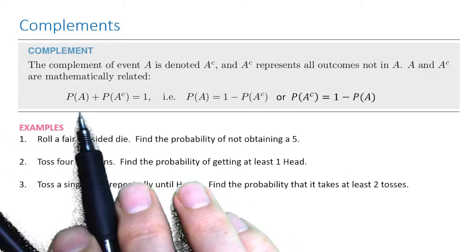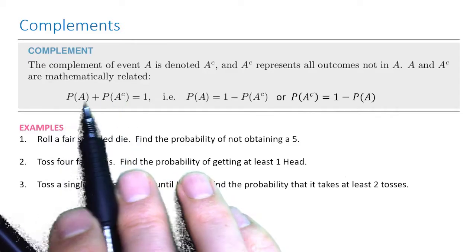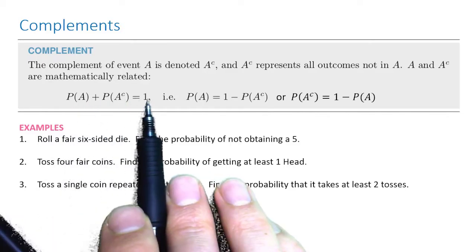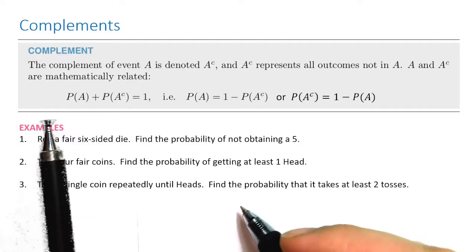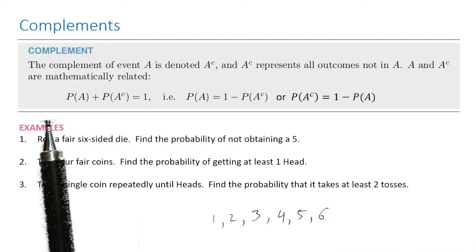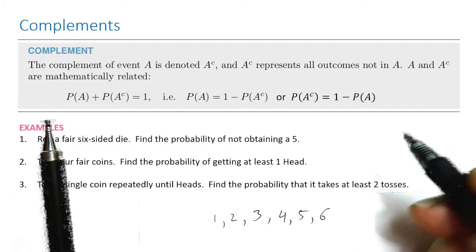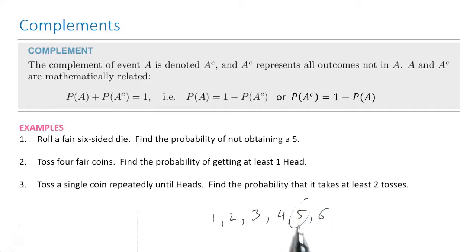Okay, so let's see what this rule says. It says that if I take the probability of an event and the probability of its complement and I add them together, I always get 1. Now, why is that? Well, if we think about all the possible things you can get on a die roll, you can get 1, 2, 3, 4, 5, or 6, right? And so if you roll a 5, that's an event. And the complement of that event is anything else. So it's 1, 2, 3, 4, or 6.